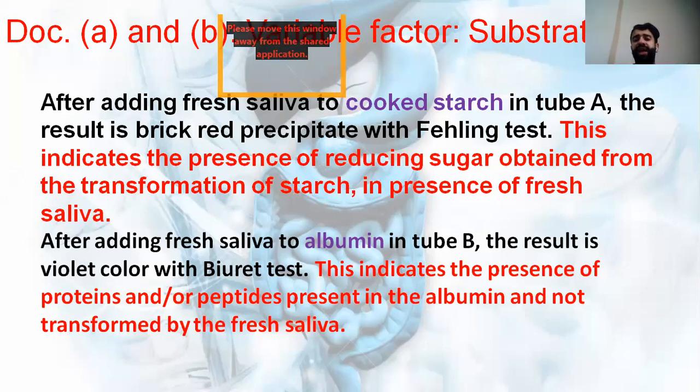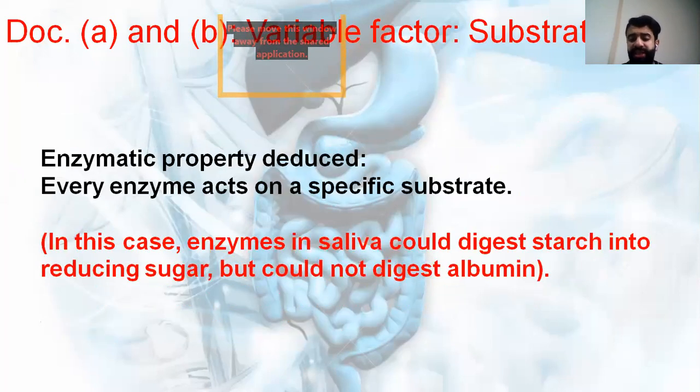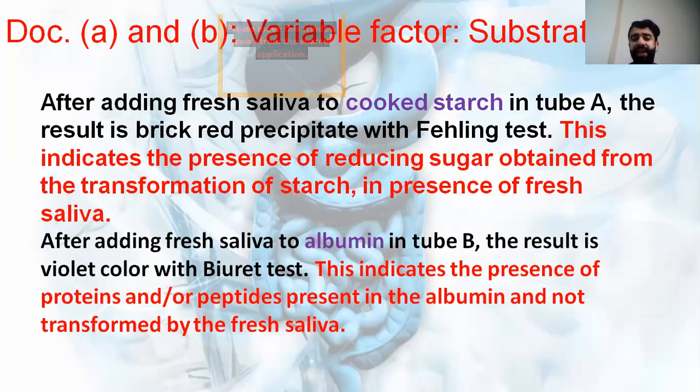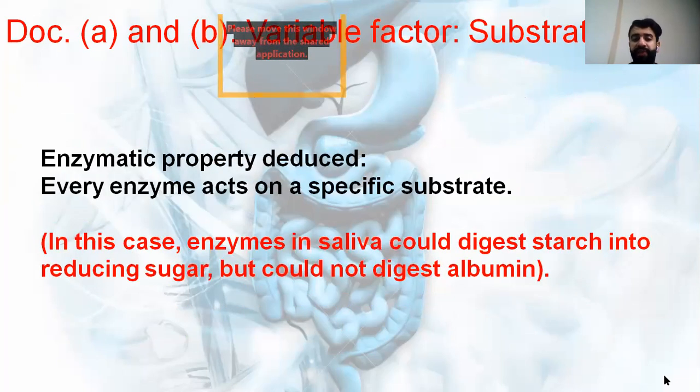So after adding fresh saliva to the cooked starch in tube A, the result is a brick red precipitate with Fehling. This indicates the presence of reducing sugar obtained from the transformation, or the digestion, of starch in the presence of fresh saliva. However, after adding fresh saliva to albumin in tube B, the result is a violet color with the violet test. What does this indicate? This indicates the presence of proteins and/or polypeptides, and they are not transformed by the fresh saliva.